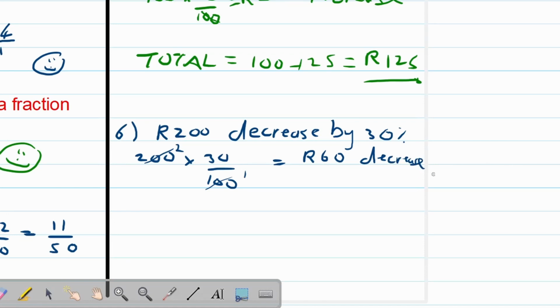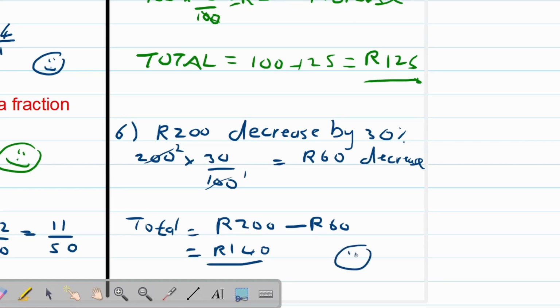Now, that's if the question was how many rands it will decrease with. But if the question was what is the total now, then we'll say the total is the amount we had at the beginning, 200, minus 60, because we are looking at decrease. So what is 200 minus 60? It is 140. So this is the amount after the decrease.